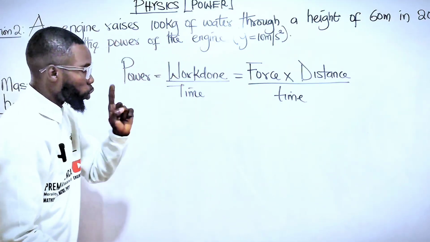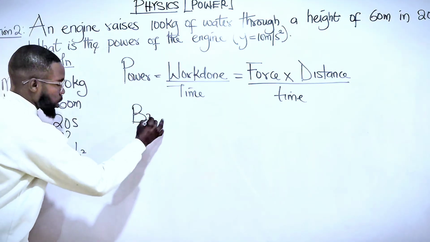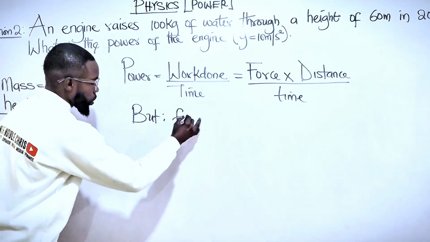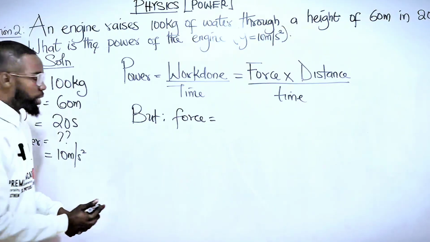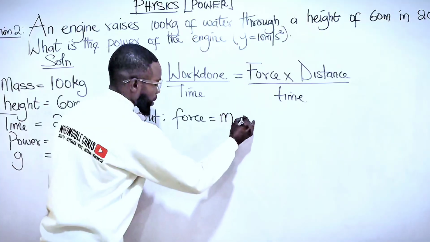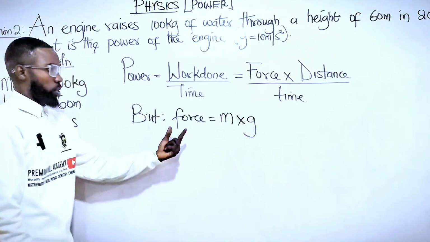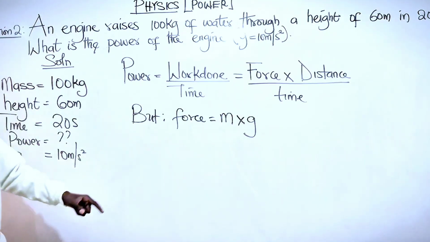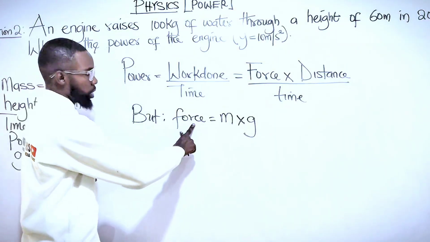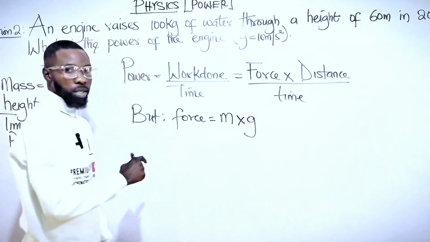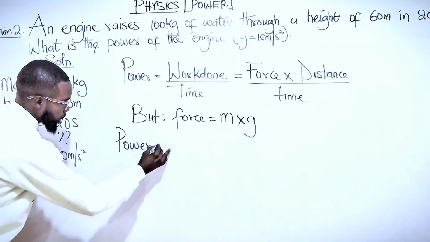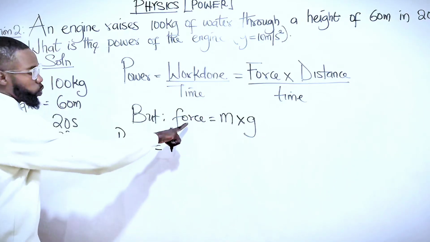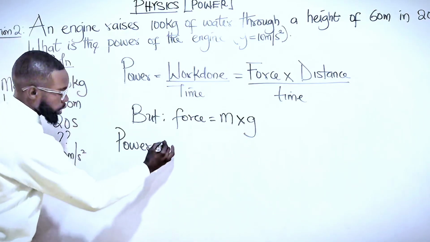But then we know that force as regard to the gravitational height is the same thing as mass times gravity. This is the formula for force. We know this, so we can substitute this formula for force. What do I mean? We can say power, instead of saying it is force times distance, we know that force is mass times gravity. We can say it is what?